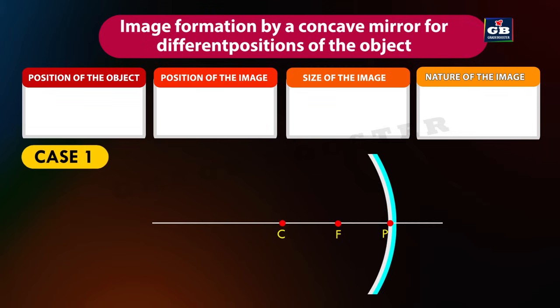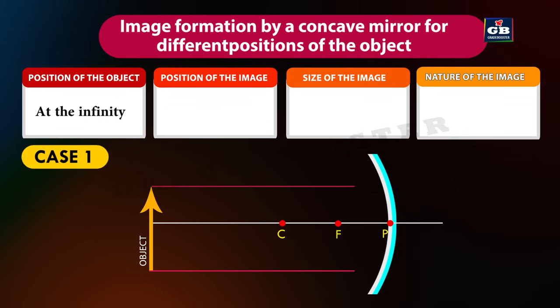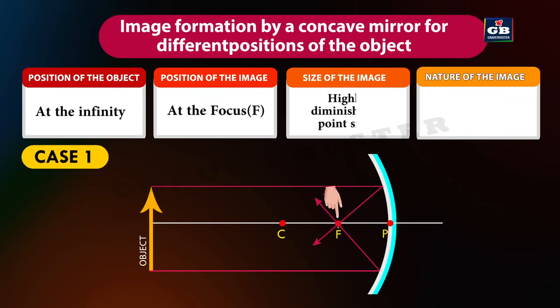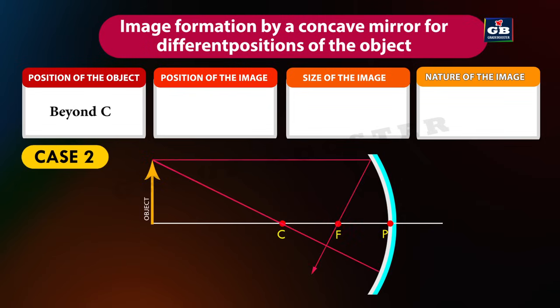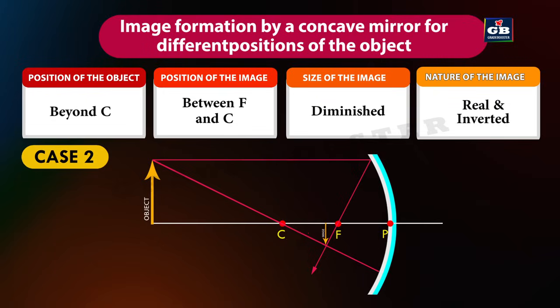Case 1. If the position of the object is at infinity, the position of the image will be at the focus F. The size of the image is highly diminished and point sized. The nature of the image is real and inverted. Case 2. If the position of the object is beyond C, the position of the image will be between F and C. The size of the image is diminished. The nature of the image is real and inverted.